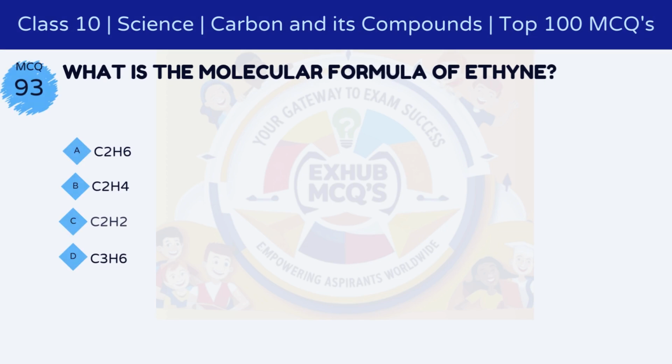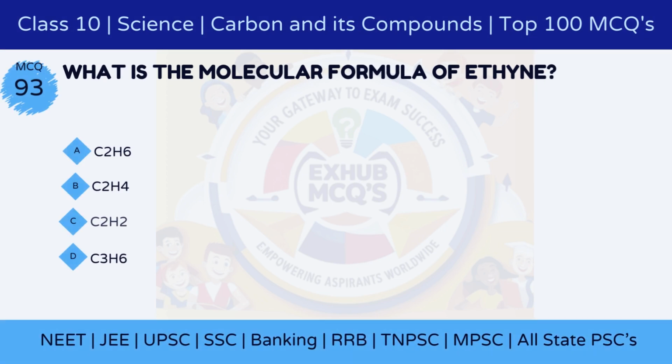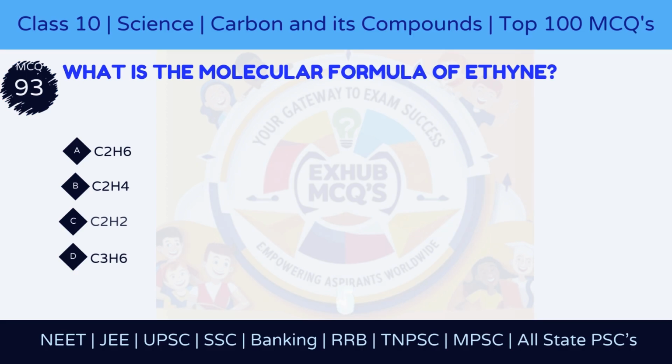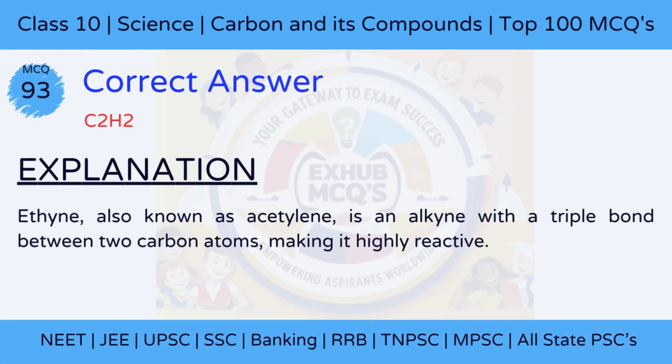MCQ 93. What is the molecular formula of ethyne? Option A, C2H6. Option B, C2H4. Option C, C2H2. Option D, C3H6. The correct answer is option C, C2H2. Explanation. Ethyne, also known as acetylene, is an alkyne with the molecular formula C2H2. It contains a triple bond between the two carbon atoms, making it highly reactive.